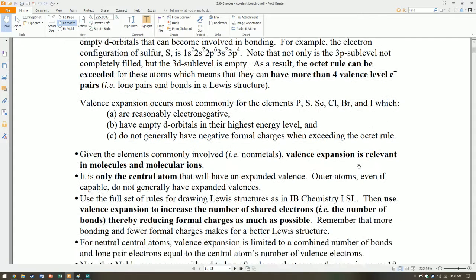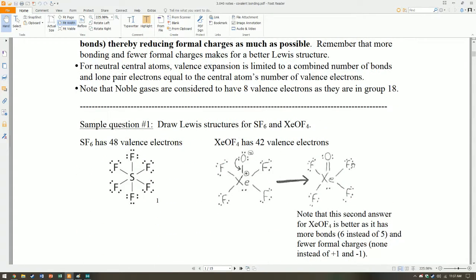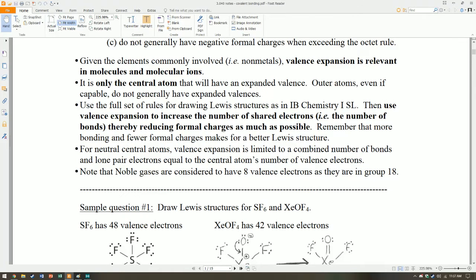Given the elements most commonly involved, i.e. nonmetals, valence expansion is relevant in molecular ions and molecules. It's only the central atom that will have extended valence electrons, not the outer atoms, just the central one. And you can use the same rules as we did for other Lewis structures.